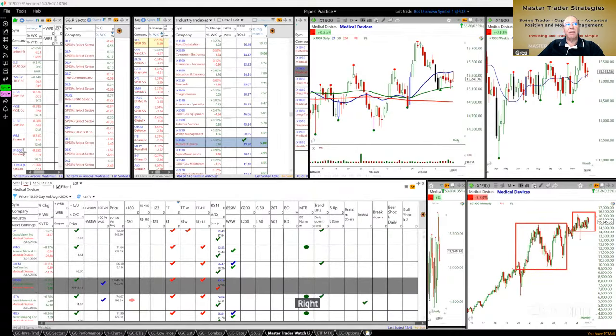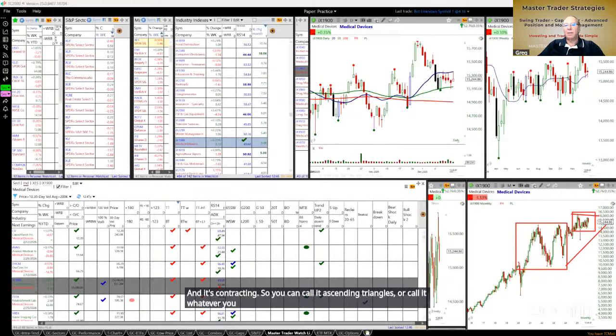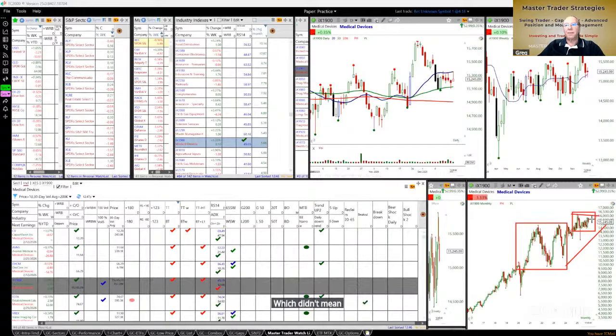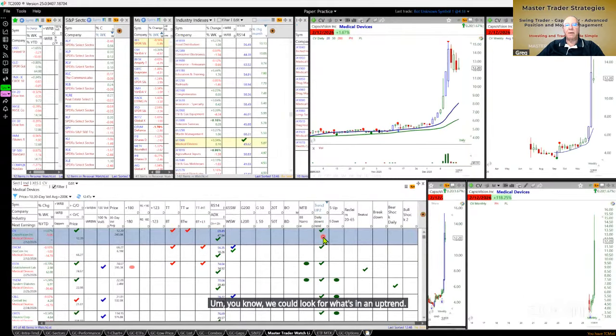Right? It's like, okay, Greg, thank you very much. When is it ready to do one or the other? Well, this part is still up and it's contracting. So you can call it ascending triangles or call it whatever you want. What it communicates to me is keep an eye on it, which could mean just set an alert because the spring is getting wound. So it makes sense to do that. We could look for what's in an uptrend. So again, very powerful. It puts you in the ballpark of what you're looking at.